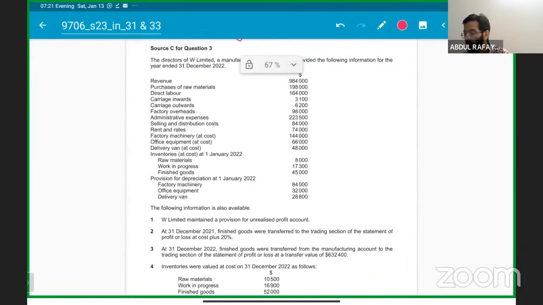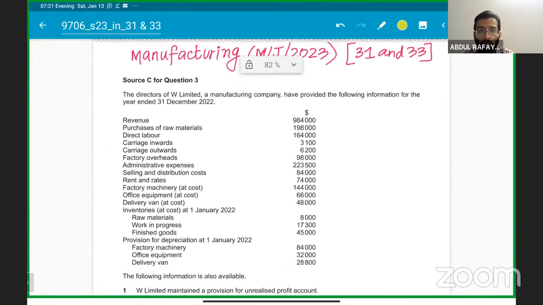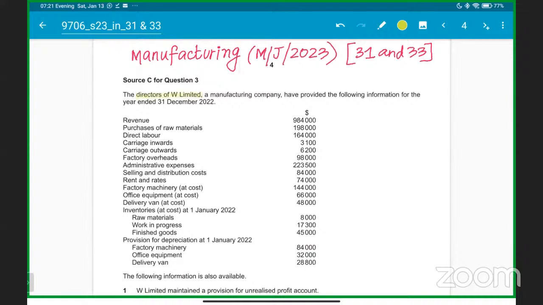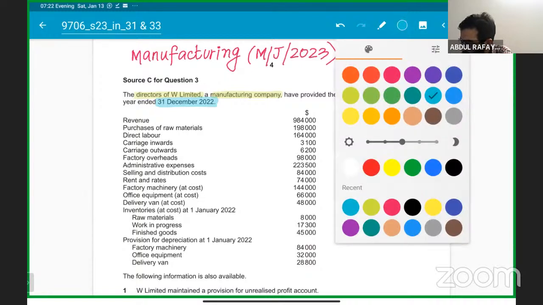A lot of information is available. So let's get started quickly. Yes. The directors of W Limited, a manufacturing company, have provided the following information for the year ended 31st December 2022. So students need to understand that the directors of W Limited, a manufacturing company, have provided the following information. So make sure formats are important in manufacturing accounts, as well as how you do it and how you understand this.